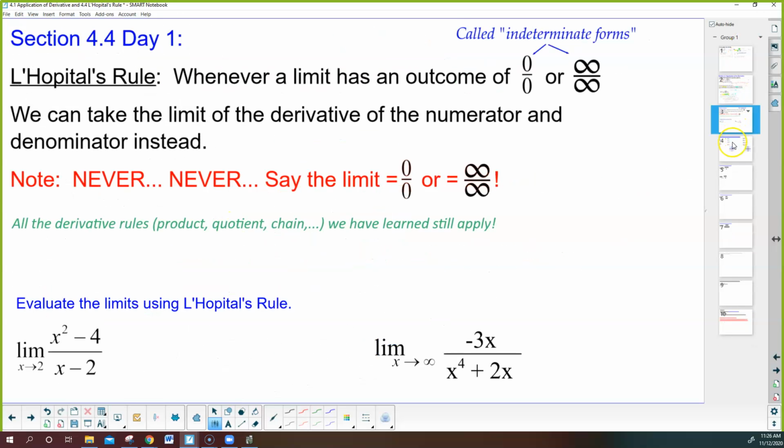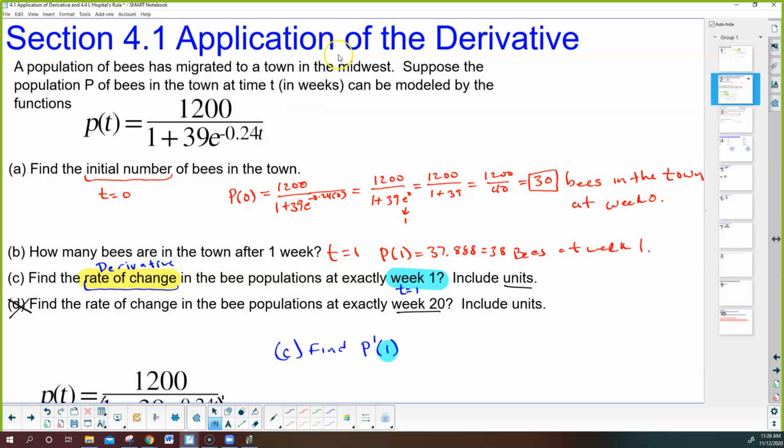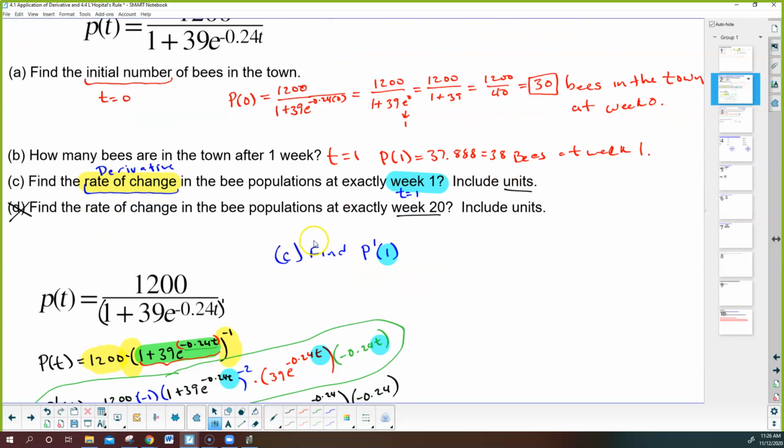Okay, so that is just using the derivative to answer problems. We've done that already. It's just a big focus, and we're going to do it for the next couple of weeks as well.